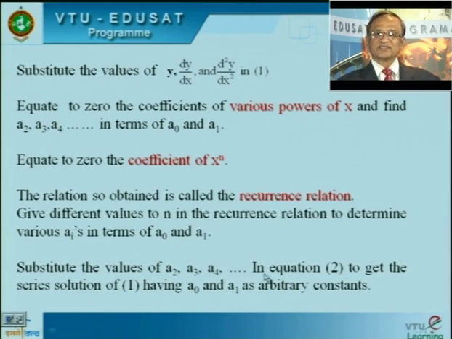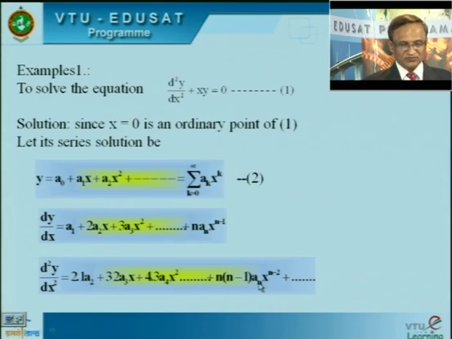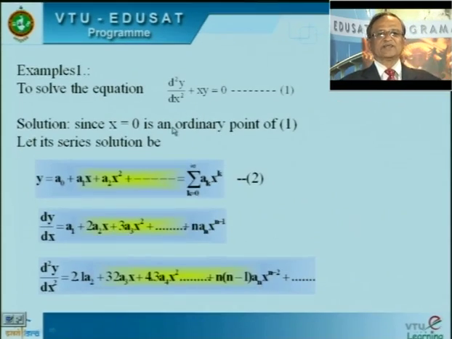So, you can substitute these values in equation 2. Equation 2 means the assumed solution, to get the series solution of equation 1 having a0 and a1 as arbitrary constants, and that becomes the solution of the given differential equation. Okay friends, I have explained the theory part of how we want to find out the series solution, right?